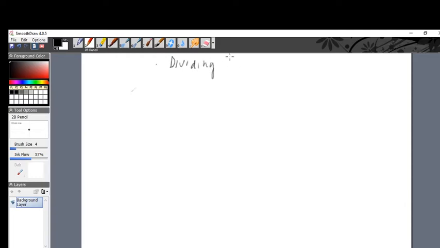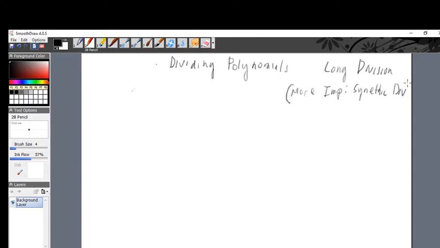Dividing polynomials. And there's going to be two types of division. There's long division, which we're going to spend a little bit of time on. And then, even more important, something called synthetic division, which we'll get to hopefully later. So we're going to put that in parentheses because right now we're dealing with long division.